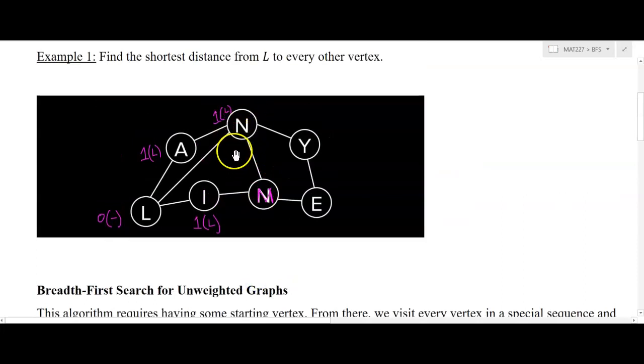N does have neighbors that haven't yet been labeled, and that would be just vertex Y and vertex M. So I'm going to look at those guys. Y is 2 units away from our starting vertex. Its most recent predecessor is N. Same thing for M. It is 2 units away, and the most recent vertex that we came from is N.